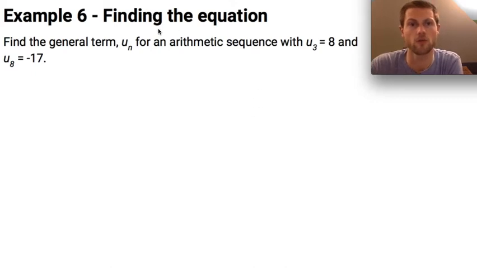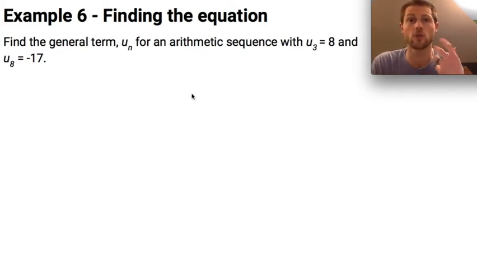This time we are trying to work backwards. We're given some information about some of the terms in our sequence, and we want to find the general equation. So we want to find what the general term u sub n equation is for the arithmetic sequence, where u sub 3 is 8, and the 8th term in the sequence is negative 17.